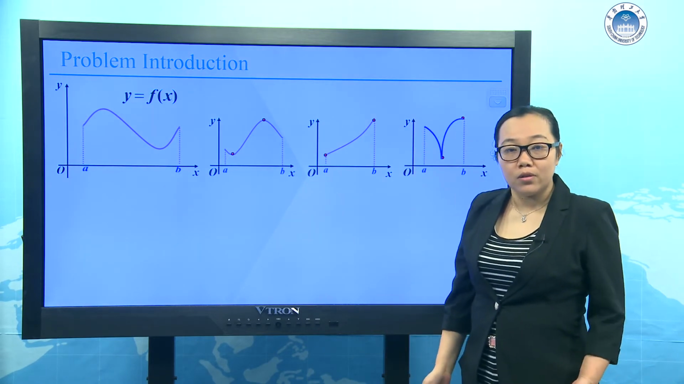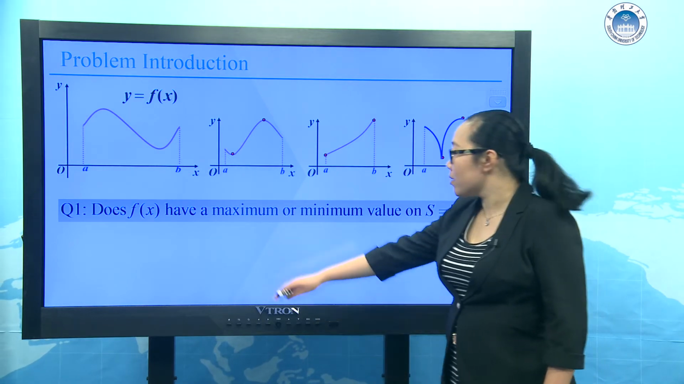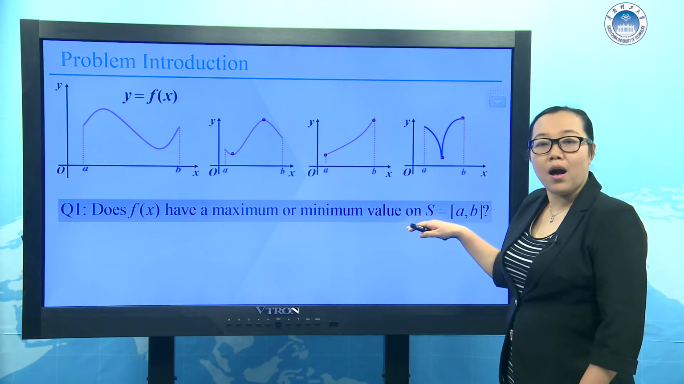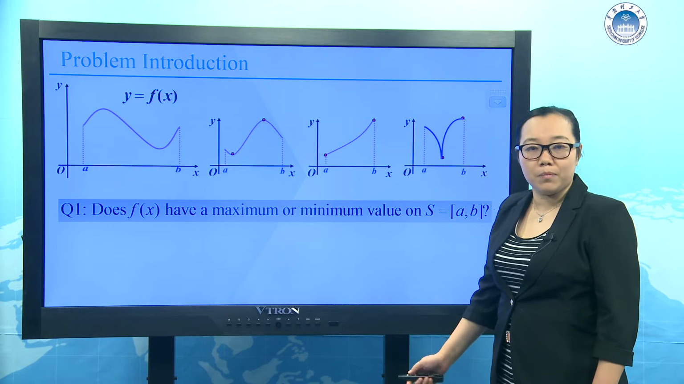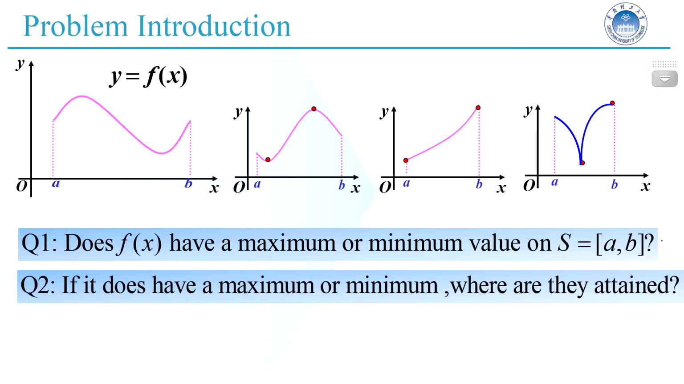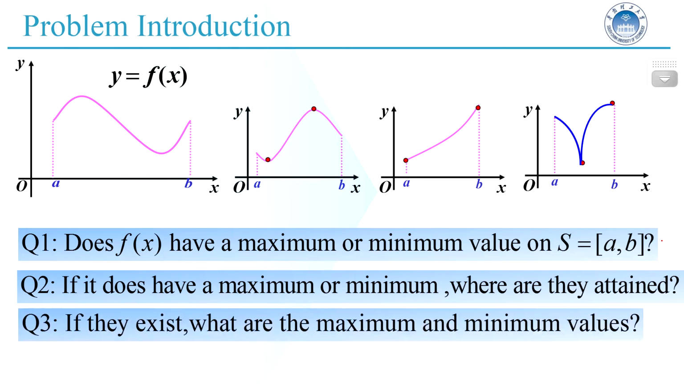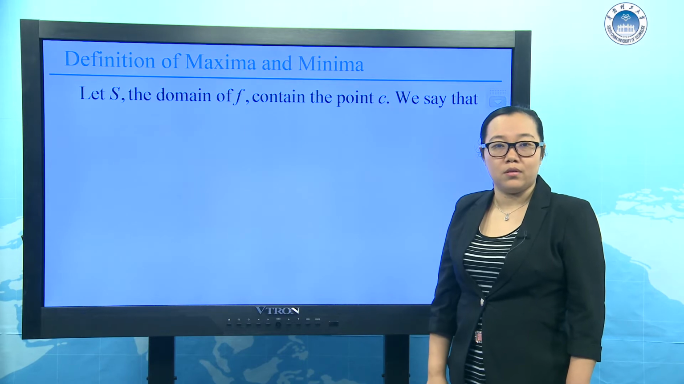And then you can ask some questions. Does f(x) have a maximum or minimum value on the given closed interval between A and B? If it does have a maximum or minimum value, why are they attained? If they exist, what are the maximum and minimum values? How to determine? Now we will tell you some ideas for solving these questions.